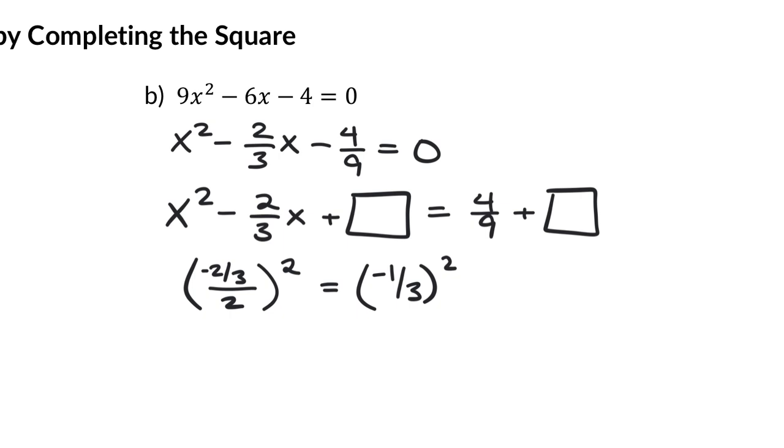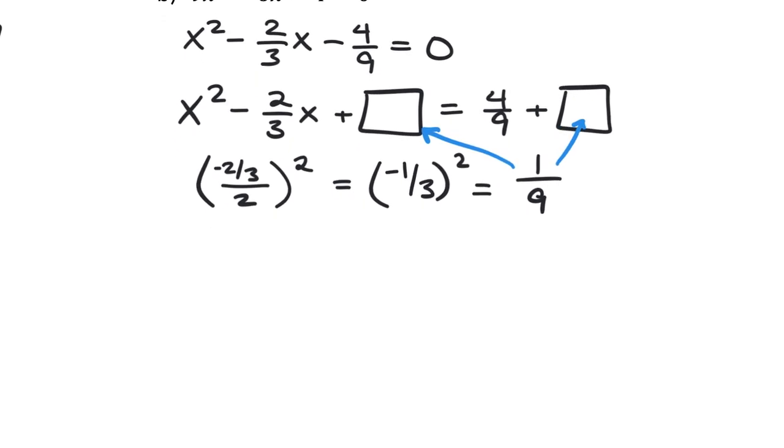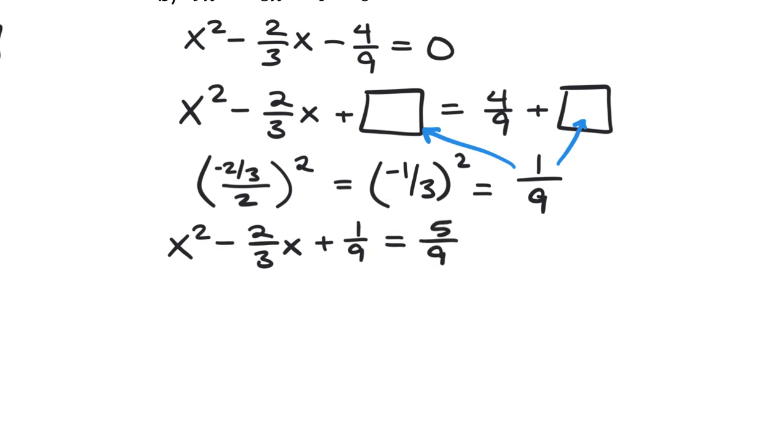Now I'm going to square it. Negative 1 squared is 1. 3 squared is 9. Again, this 1/9 is the number that's going to go into the boxes on both sides. So my equation would read x squared minus 2/3 x plus 1/9 equal to 5/9. Again, where'd the 5/9 come from? Yeah, 4/9 and 1/9 make 5/9.